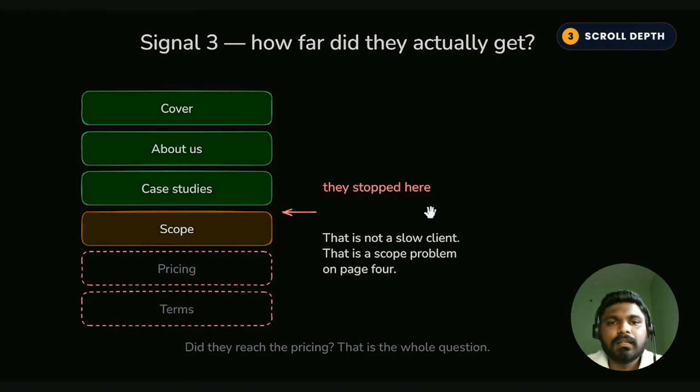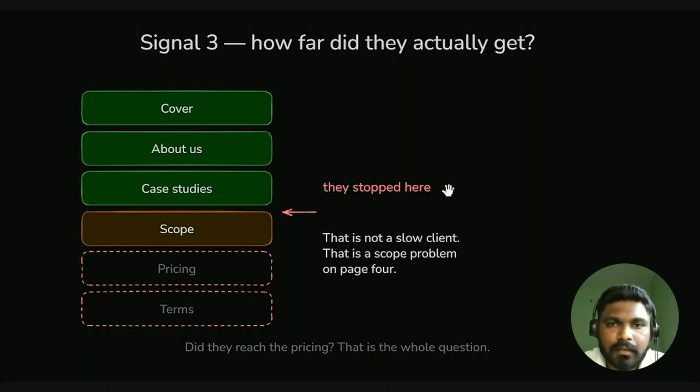So signal 3 is the scroll depth, right? Scroll depth is nothing but how far they actually got into your proposal. So maybe some clients would scroll through the cover page, your about us page, your case studies, your scope, and then they would have just closed the proposal. So it means that they have stopped here and have not moved to the other 2 terms. So this is not a slow client. This is a scope problem on page 4.